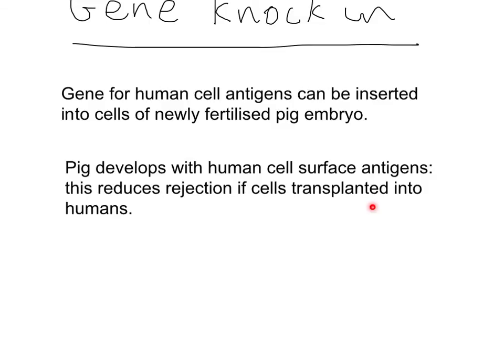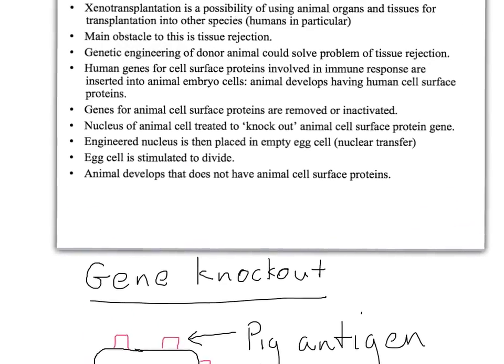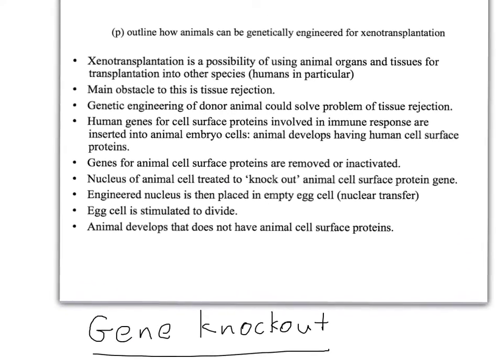Okay, so just going back to the main slide which you've got as part of your notes, just to make sure you're clear on everything. So you need to know what xenotransplantation is, which is basically transplanting tissue from foreign or different species into humans. Pigs are often the chosen ones simply because their organs are similar size to humans. Problem: tissue rejection.